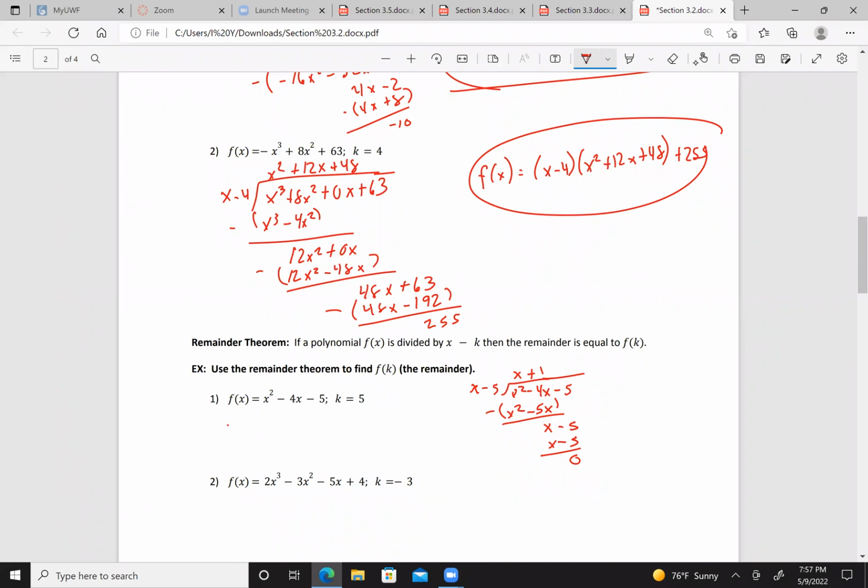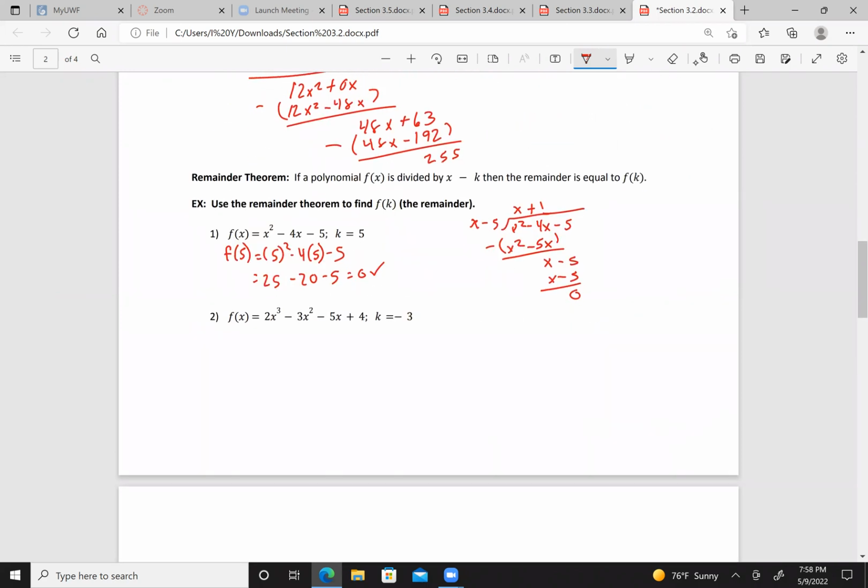So what is f of 5? Well, it's 5 squared minus 4 times 5 minus 5, which is 25 minus 20 minus 5, which is 0. So it appears to work.